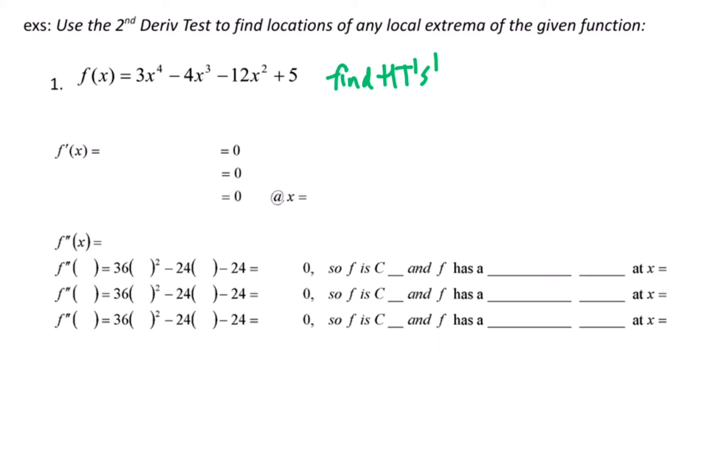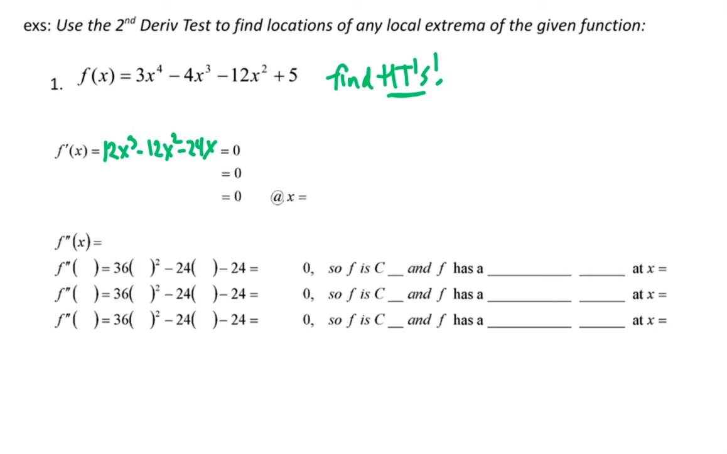So I'm going to take f prime. The derivative of 3x to the fourth is 12x cubed. The derivative of minus 4x cubed is minus 12x squared. The derivative of minus 12x squared is minus 24x. And the derivative of 5 is 0. So I took my derivative and I'm setting it equal to 0 to find the horizontal tangents.